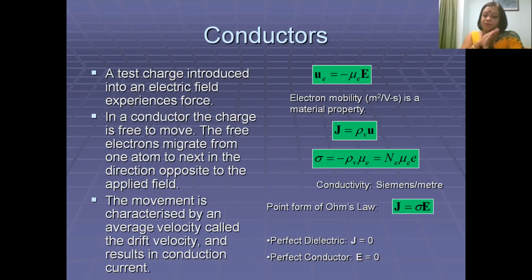If you had a perfect dielectric, you would have zero current density, which would give you J is equal to 0, and you would be fine. But in reality, of course, there are no perfect dielectrics, and therefore, even in dielectrics, you might be called upon to solve for the current density. You might need to find the current density even in a dielectric. For a perfect conductor, E is supposed to be 0. Again, that does not hold true, and you may have to solve for the electric field distribution in a conductor.